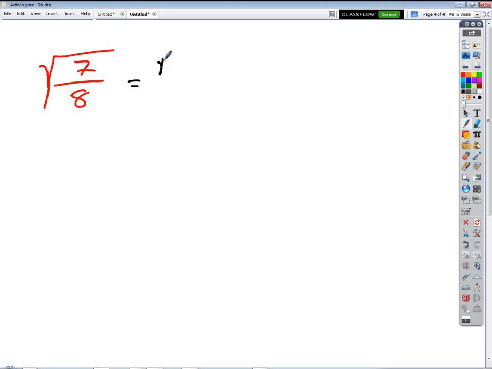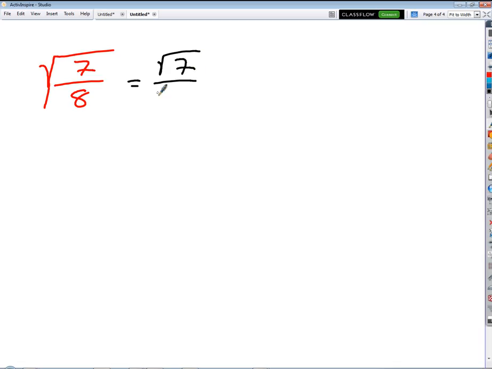7 over square root of 8. Okay, square root of 8. What are we gonna do with the square root of 8? How can we simplify that? Square root of 2 and the square root of 4. And that becomes what if we simplify that? 2 square root of 2, right? Okay.